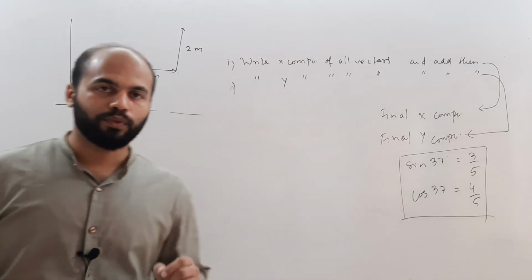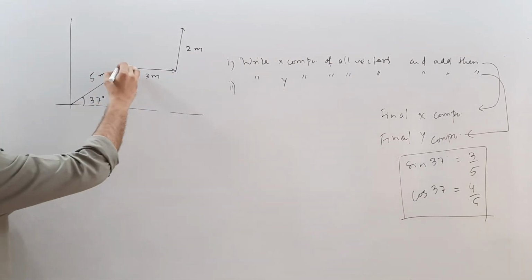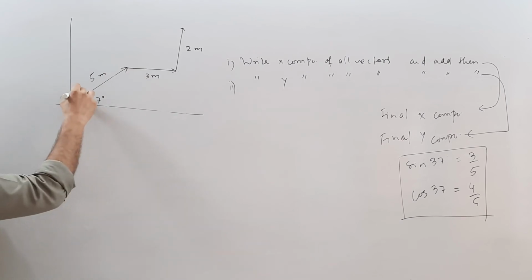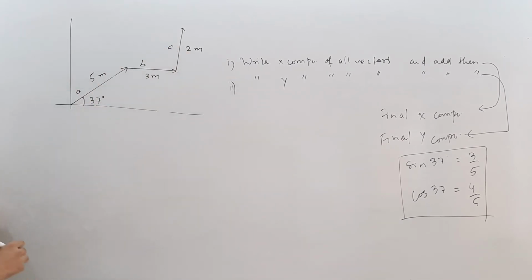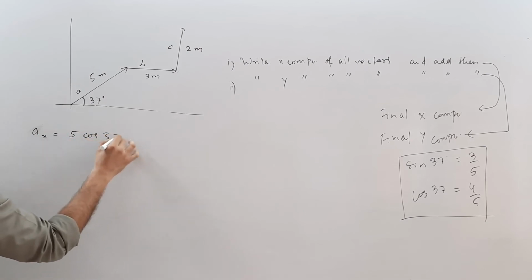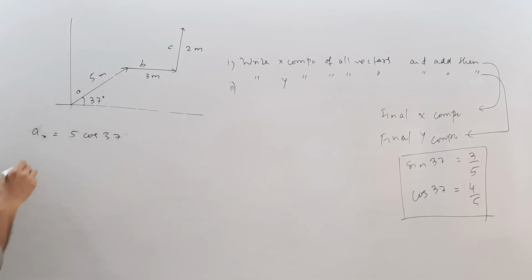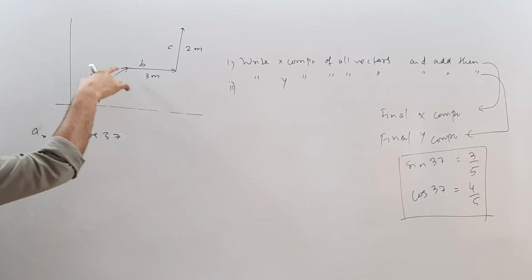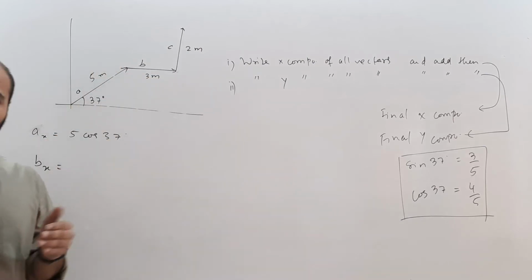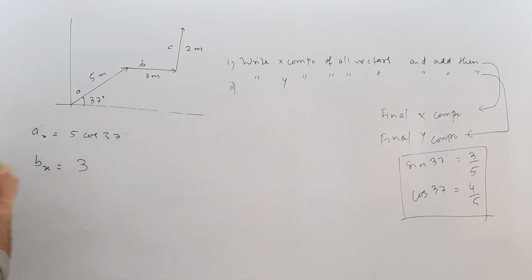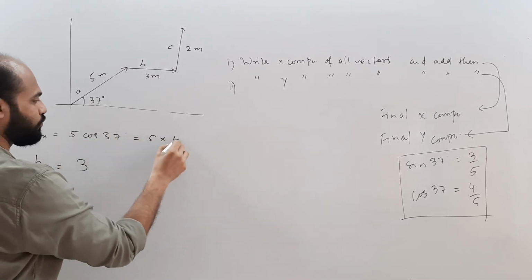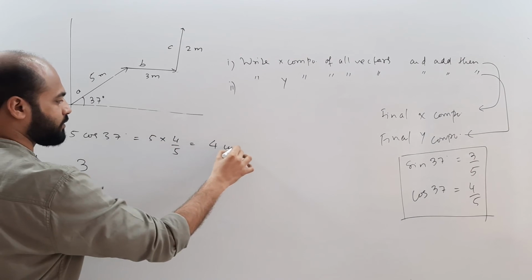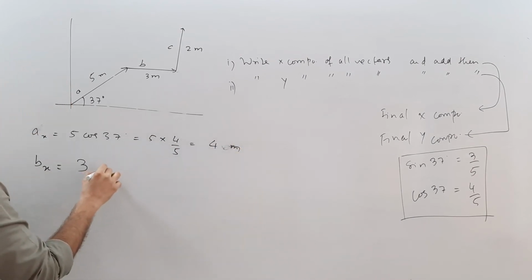Now let me write the x component of the first vector. So this is the vector and its x component. Let's call this a bar, this is b and this is c. So ax, we will write as 5 cos 37. That's what we know. Bx is going to be 3 because the vector itself is along x-axis. So it's going to be 3 units. And ax is going to be 5 into 4 by 5, that comes to 4 units, 4 meters. This is going to be 3 meters.